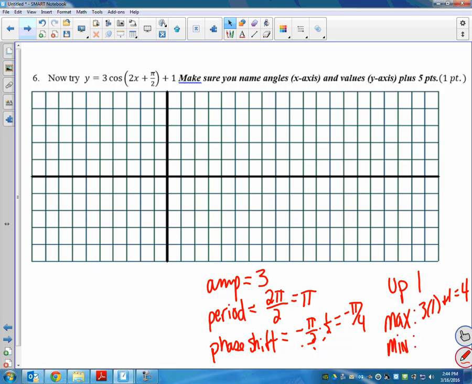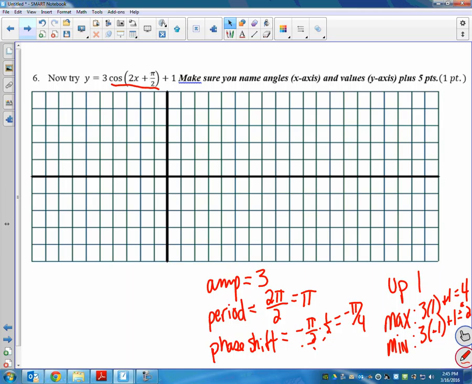And my minimum value, you don't necessarily have to do this right now, but I think it's kind of helpful. Your minimum value that cosine can ever be is negative 1. So I'm just replacing this cosine value with the smallest it can ever be, which is negative 1, and then plus 1 for the vertical shift. So my smallest point now is going to be at negative 3 plus 1, which is negative 2. So using all of this, I'm going to be able to make a really nice graph.